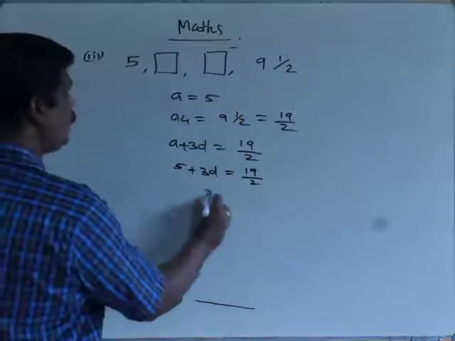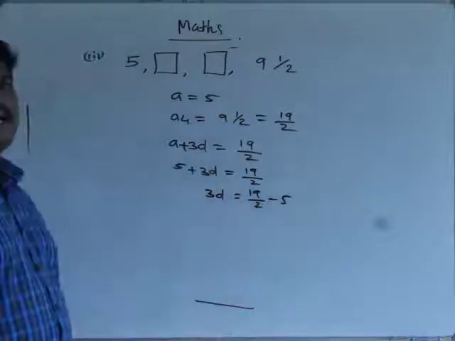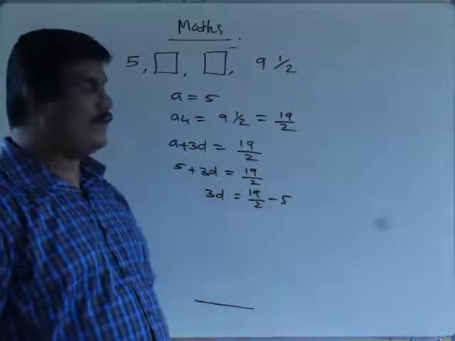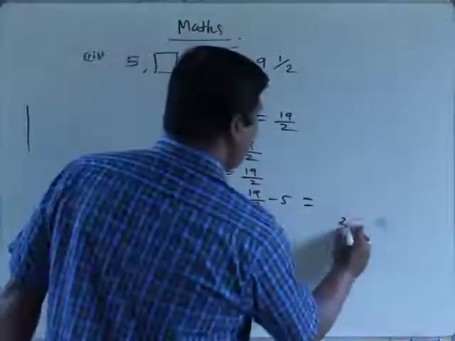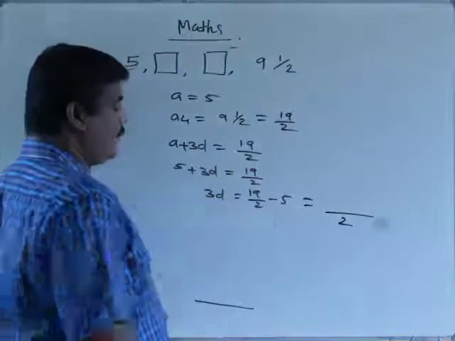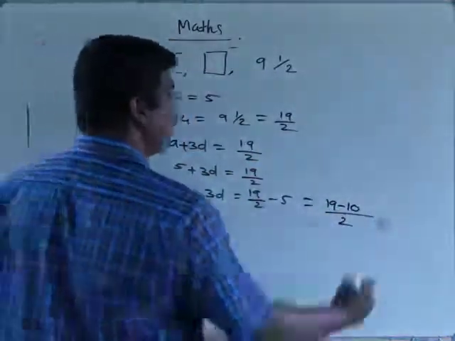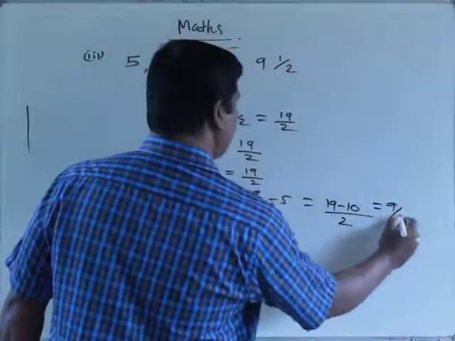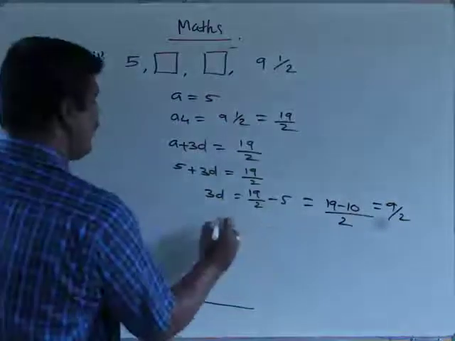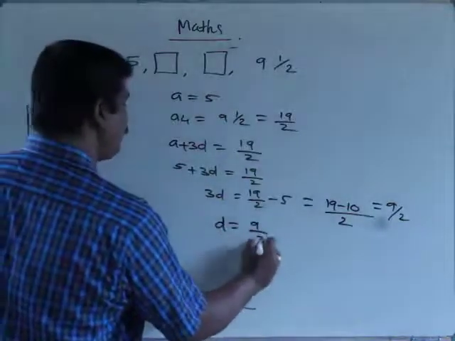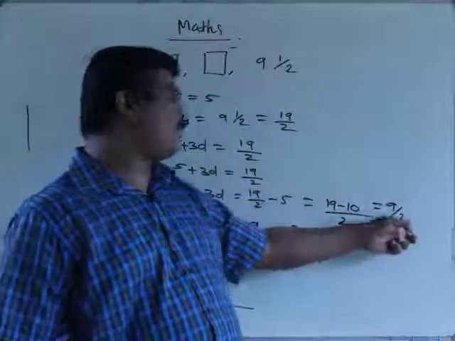Then 3D equal to 19 by 2 minus 5. That is equal to, let us do cross multiplication. 2 into 1, 2, isn't it? Then 19 minus 10. What is 19 minus 10? It is equal to 9 by 2. Okay, so 3D equal to 9 by 2. You have to find out D.